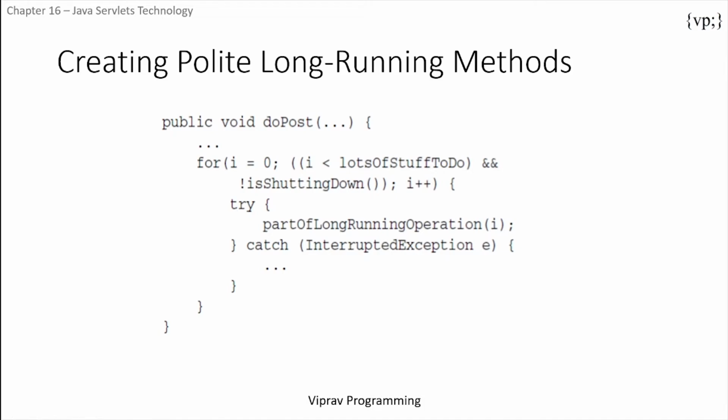Now let's take a look at creating polite long-running methods. You may want long-running threads to periodically check for a shutdown while their service is running so they can appropriately stop their work. In this case, you can see that if there's lots of stuff to do and it's not shut down, it will check if it's part of a long-running operation. And if not, it won't run it. But in this case, if it is, then it will check periodically if it needs to shut down.